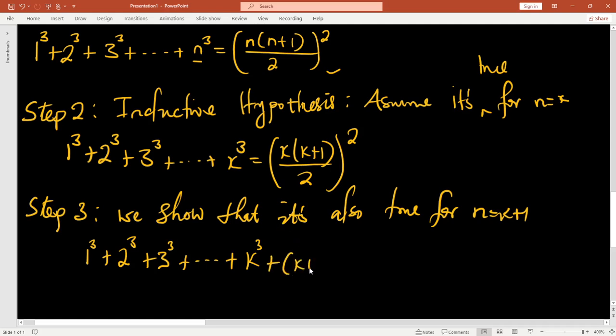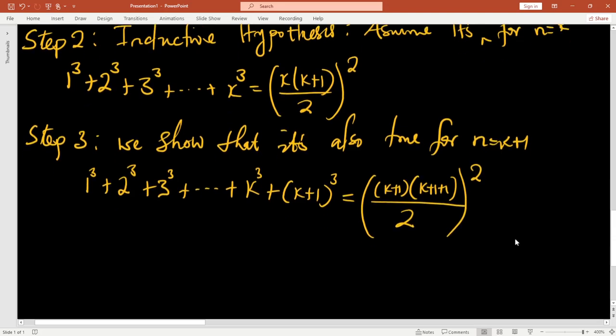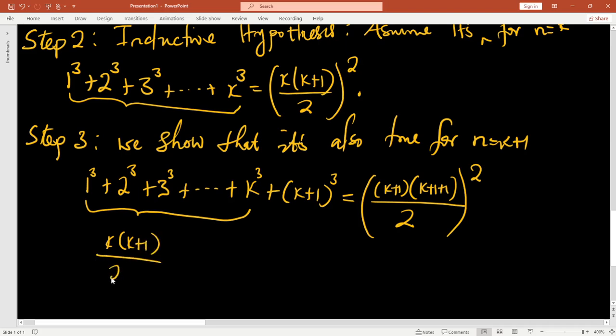So we're going to have k plus 1 to the power 3 is equal to, on the right hand side, where there's n, we substitute with k plus 1. So we're going to have k plus 1, open brackets, k plus 1 plus 1, divided by 2, and everything to the power 2. Now, starting from the first term up to the k term, these terms give us the left hand side of the inductive hypothesis, meaning that we can just substitute with this. So we're going to have k, open brackets, k plus 1 divided by 2, then everything to the power 2, plus this term, which is the k plus 1 term, k plus 1 to the power 3.